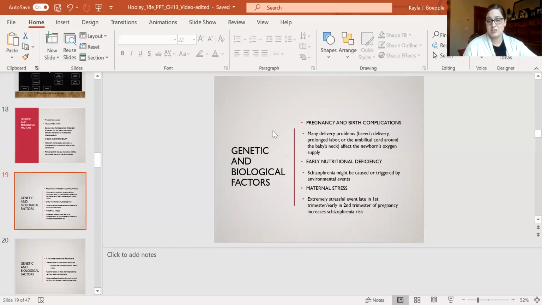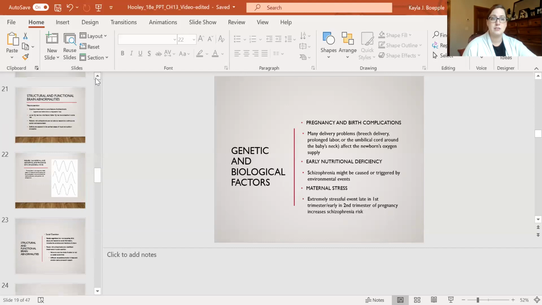Birth complications, so prolonged labor, breech delivery, or having the umbilical cord wrap around the baby's neck can also all be increases for psychological disorders. And that is typically going to be due to the lack of oxygen supply going to the baby's brain. Environmental stress, maternal stress, or stressful events for the mother can also impact risks.